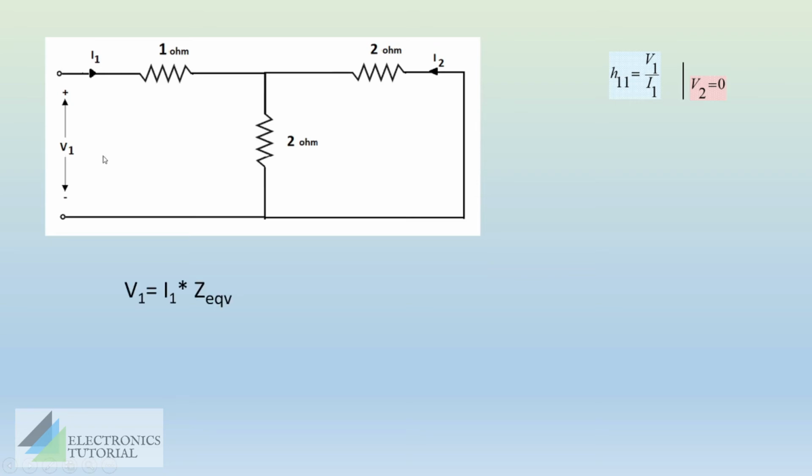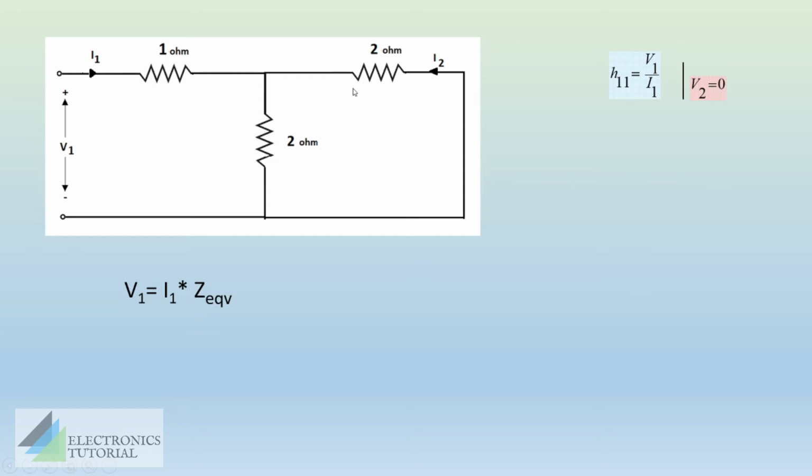V1 is the voltage in the input side and it can be calculated using the relation I into R. But R is not a single value here. We'll have to take the effective resistance. The effective impedance at this point should be calculated. So we have to start from the opposite side, that is from here. We'll start with the 2 ohm resistor and we have to check the type of connection by which it is connected to the next resistor.